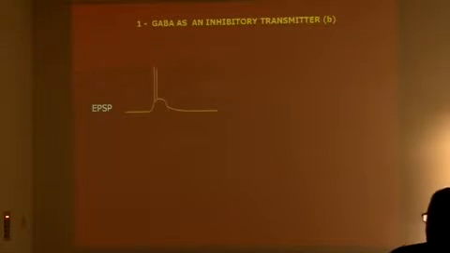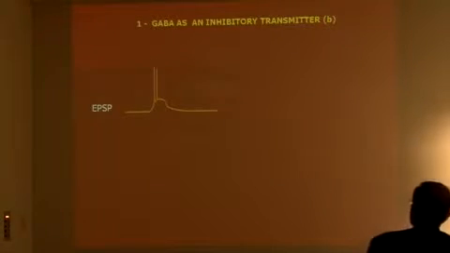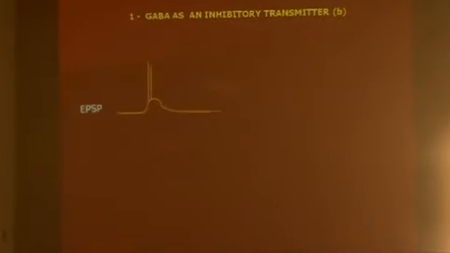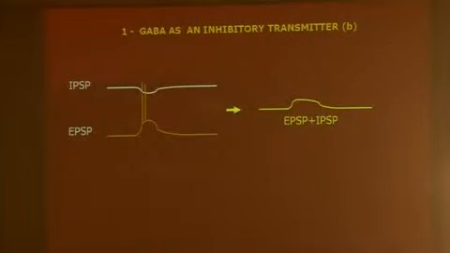So, how does GABA act as an inhibitory transmitter? Well, if you look at any classic textbook, they will say that there is an EPSP, and then here comes the IPSP. If the two come together, they summate algebraically, maybe not, and so the EPSP with action potential will be reduced, and therefore there will be an inhibitory effect.